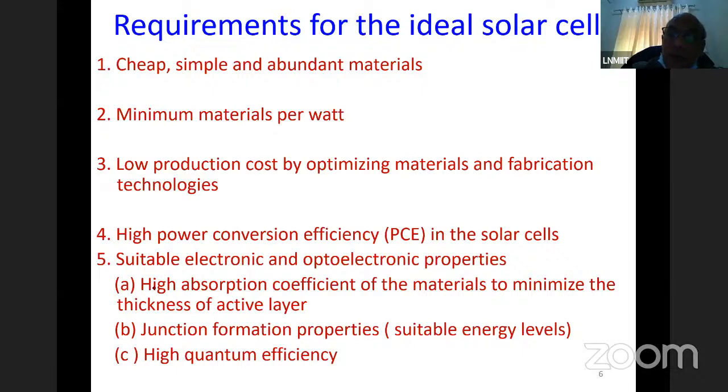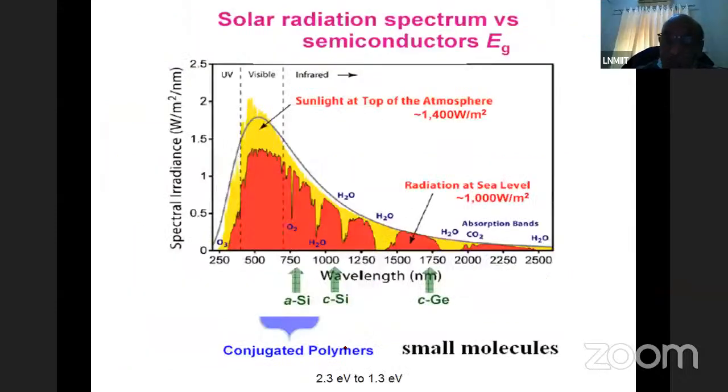First of all, we have to fabricate the PN junction. So this is called suitable energy levels. The energy levels should be suitable so that the P and N type semiconductors form a junction. High quantum efficiency means every photon incident on the active layer should generate current. So this is called a high quantum efficiency.